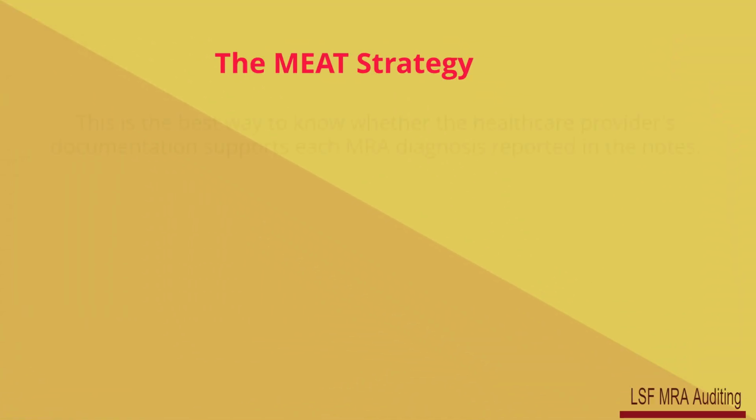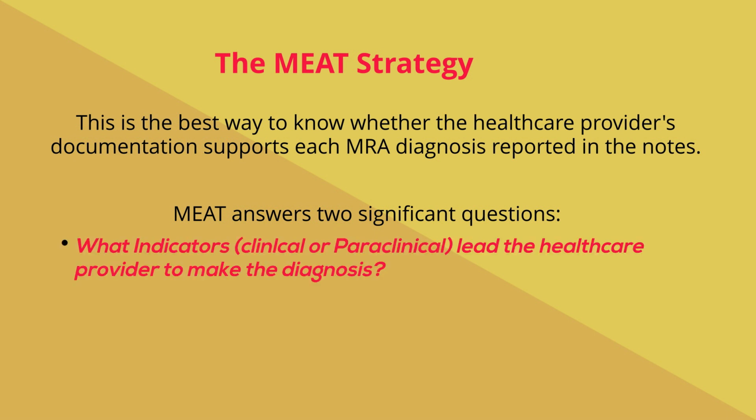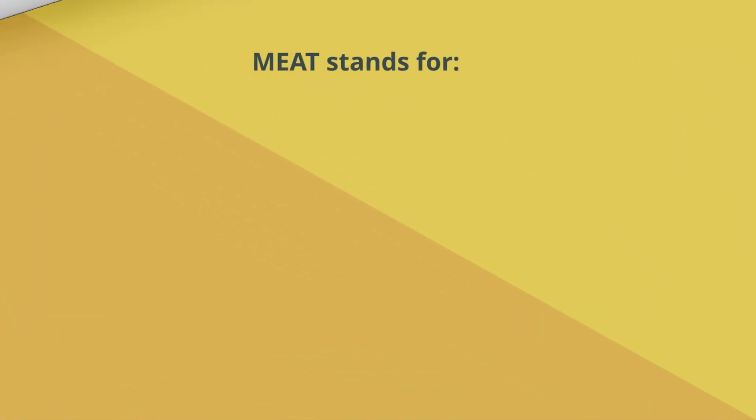The M.E.A.T strategy. M.E.A.T is the best method to assess whether the documentation supports every single risk adjustment diagnosis reported in the notes. The M.E.A.T strategy answers two important questions. What clinical or paraclinical indicators lead the healthcare provider to make the diagnosis? How does the healthcare provider manage the patient's illness or condition? M.E.A.T is an acronym. What does M.E.A.T mean?